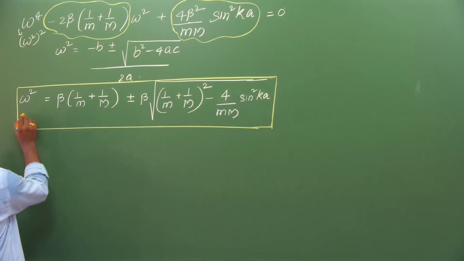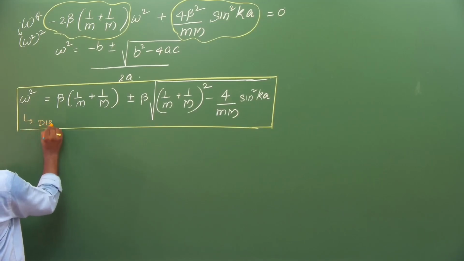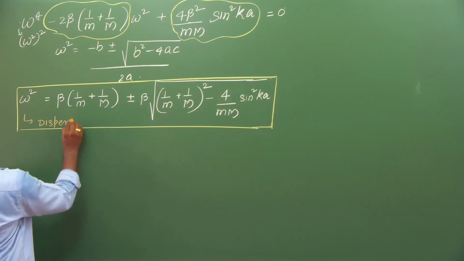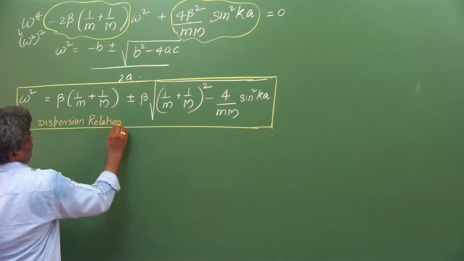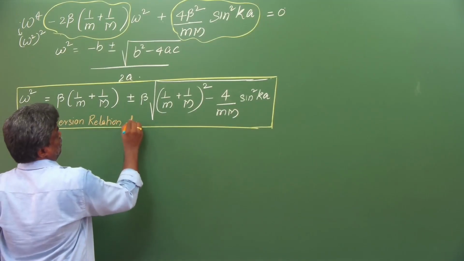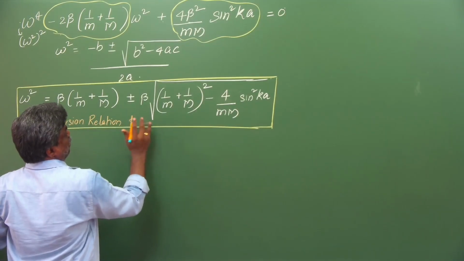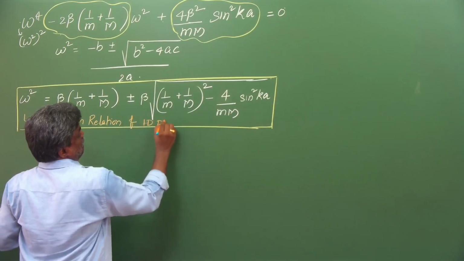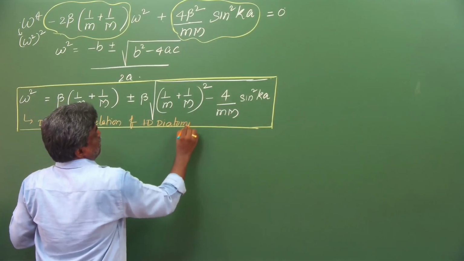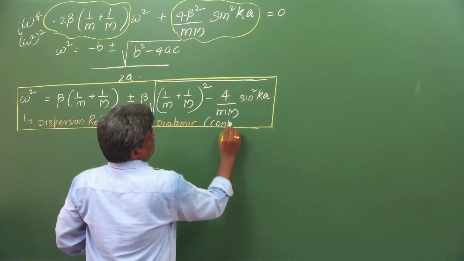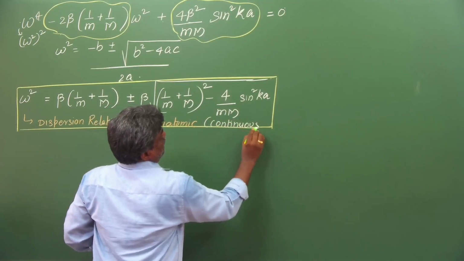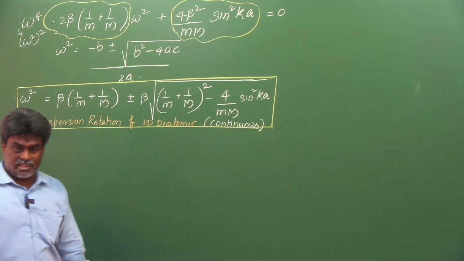Right. So what is this? This is the dispersion relation. Of what is this? 1D diatomic. For the 1D diatomic, is it discrete or continuous? Continuous. So we will treat it as a continuous structure.